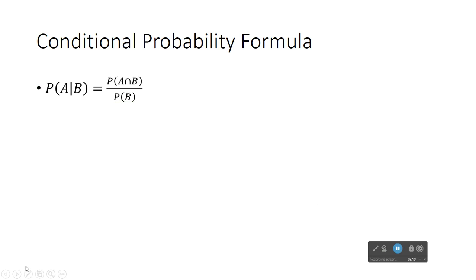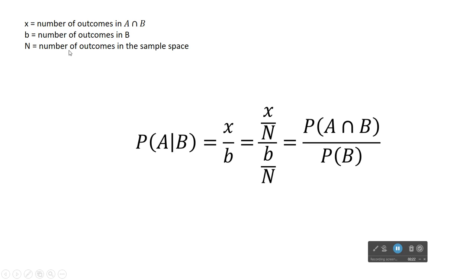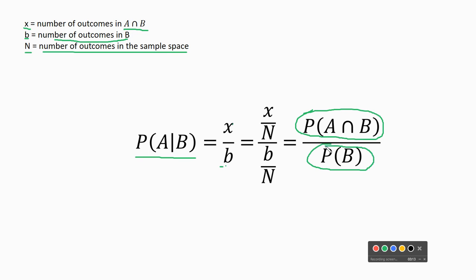Now, mathematically, how can we justify this? Well, we do a special case known as equally likely outcomes. We let little x denote the number of outcomes in A intersection B, little b be the number of outcomes in the event B itself, and capital N be the number of outcomes in the whole sample space. Okay, so the probability of A given B, well, that assumes that we know that the whole sample space is B, so that's x divided by b. Then we divide numerator and denominator by capital N, and so that gives us that our numerator is the probability of A intersection B, and the denominator is the probability of B.